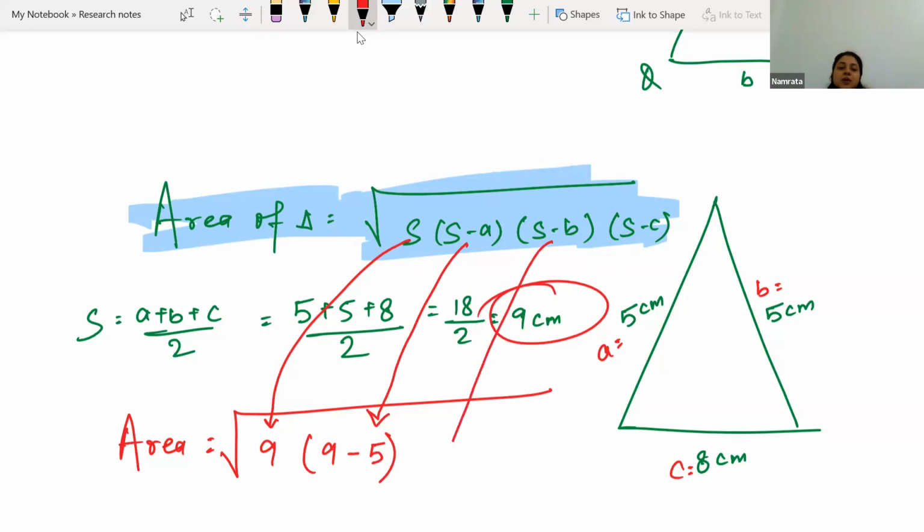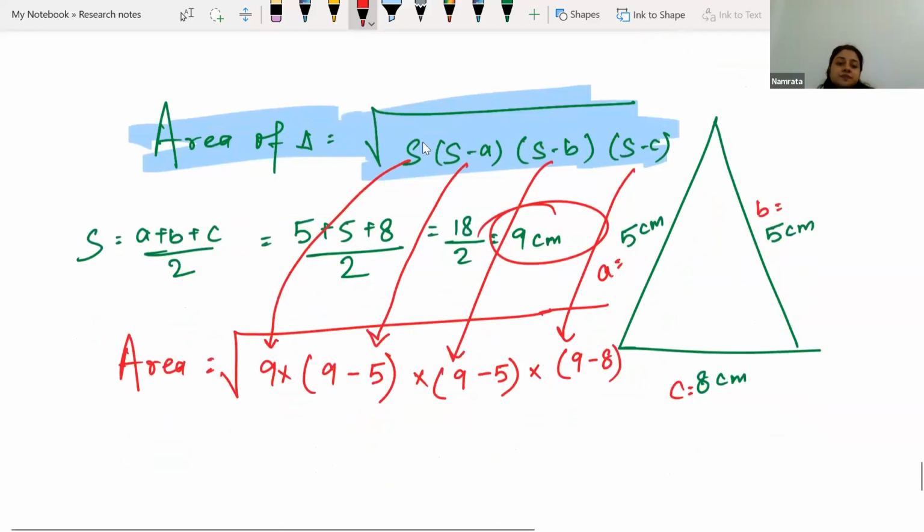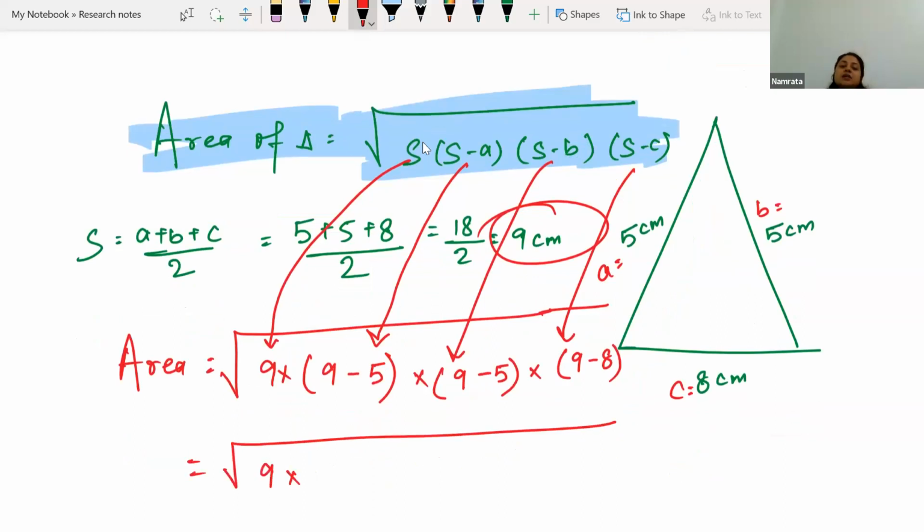Now we need to do S minus B. So S is 9 and B is 5. Everything is in multiplication. Now we will be multiplying S minus C. So here I am going to write S is 9 and C is 8. Now let's do the calculation. So under root 9, 9 minus 5 is 4. Again 9 minus 5 is 4 and 9 minus 8 is 1.